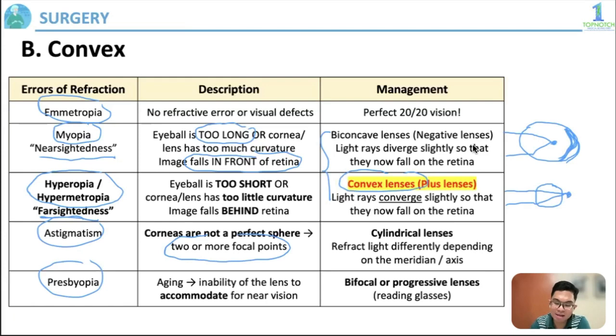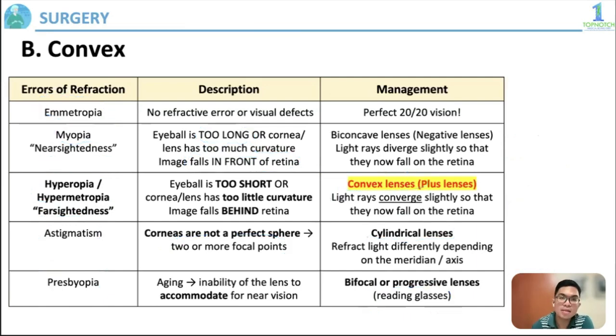And then for astigmatism lang, that's cylindrical lenses para i-equalize yung degree of refraction at different meridians para maging equal yung focal point. Imbis na dalawa, maging isa na lang ulit. Okay? And for people with older, yung mga magulang natin or lolo-lola, we see them have their reading glasses. So yung reading bifocal yan. So sa lens nila, may parang small area dyan that has a different refraction to help them with near vision.